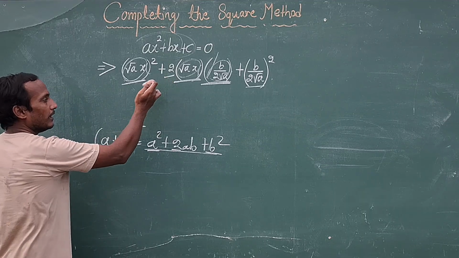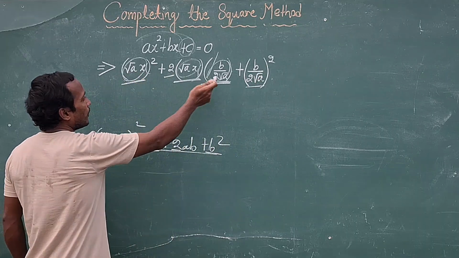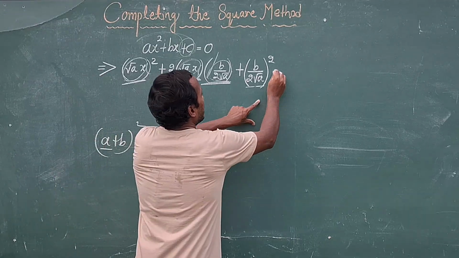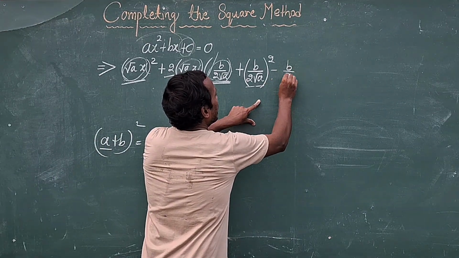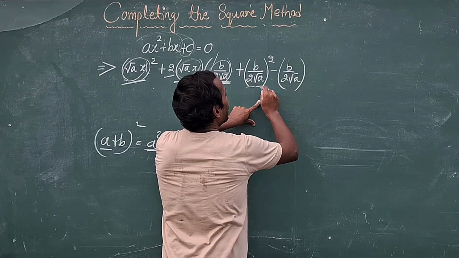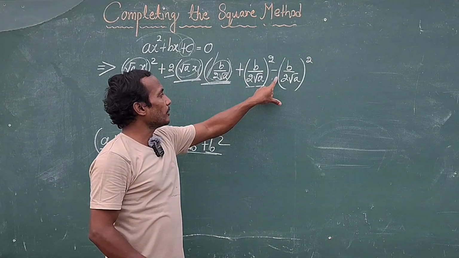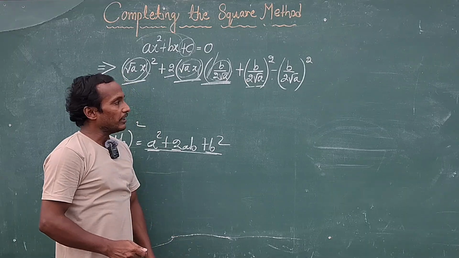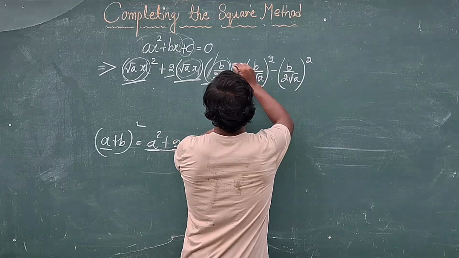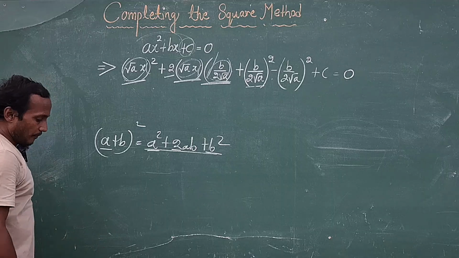I shall try to write that in the next step. But at the same time, you must see that I have added b by 2 root a whole square to make it a square. This was not there in the equation. I have added it extra, so I have to subtract it also. If you are adding something yourself, then you have to subtract the same thing also. Adding the same thing and subtracting the same thing doesn't bring any change to the equation. I added b by 2 root a whole square, so I subtracted b by 2 root a whole square as well. Now plus c, I must not forget that. Look at this step carefully.